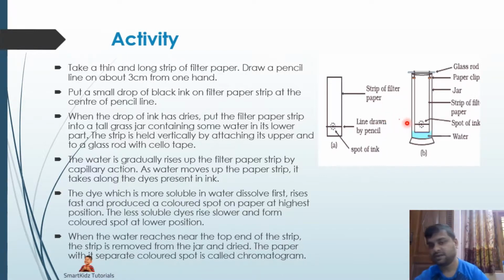So once the water has risen right on top, you take the paper, dry it, and after drying you can then analyze how far the colored dye has moved. This strip of paper, now with this migrated dye, is known as a chromatogram.